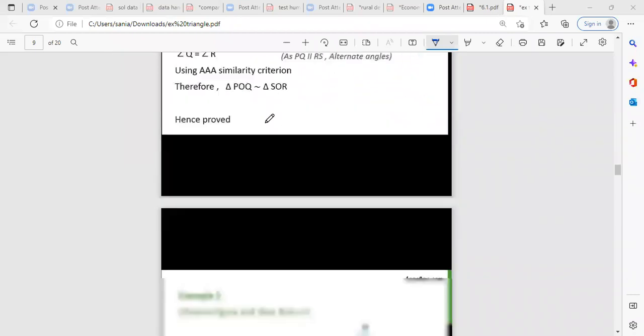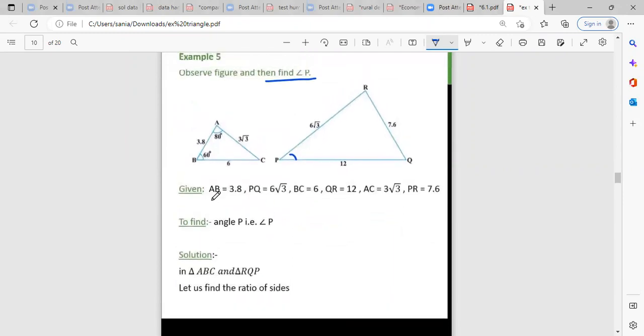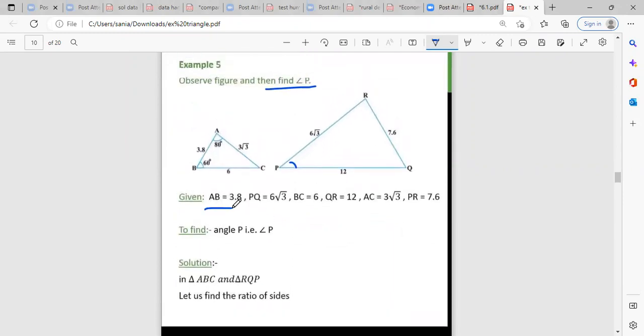Okay. Now the next one, example number 5. You have to observe the figure. Then you have to find angle P, this one. So over here, what is given? AB is given, PQ is given, BC is given, QR is given, AC is given, and PR is given. You have to find angle P, that is this one.